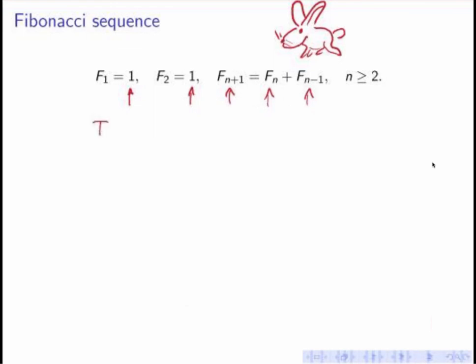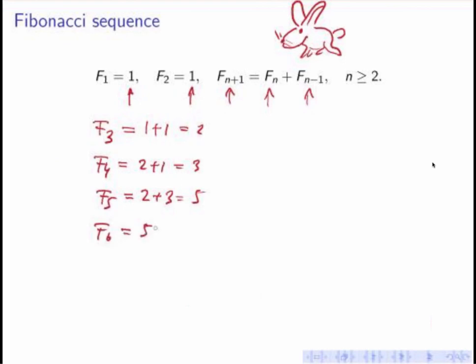So let's do this. The third element would be the sum of f1 and f2. 1 plus 1 is 2. The next element, f4, is f2 plus f3. So that is 2 plus 1, which is 3. The next number is the two previous numbers added, so 2 plus 3 is 5. f6 is then again the addition of the two previous numbers, which is 5 plus 3 is 8, etc.